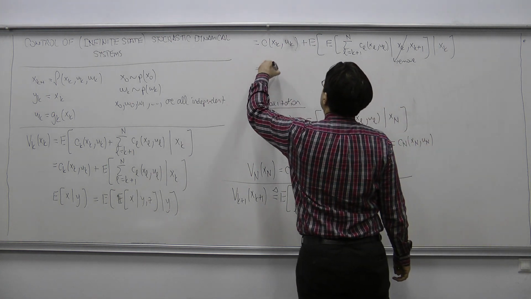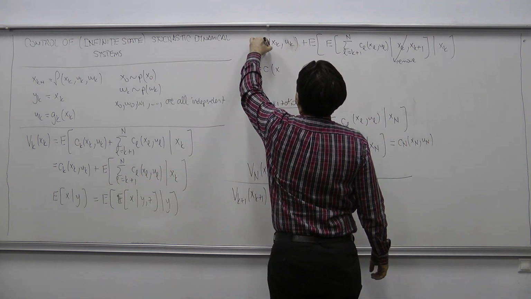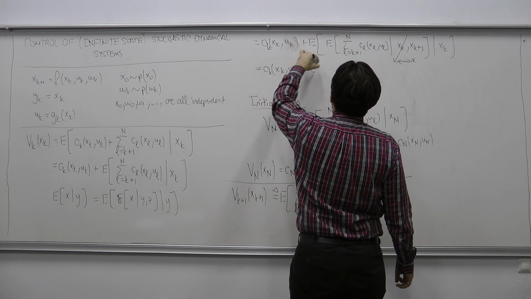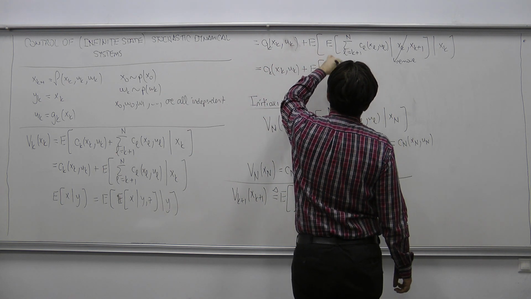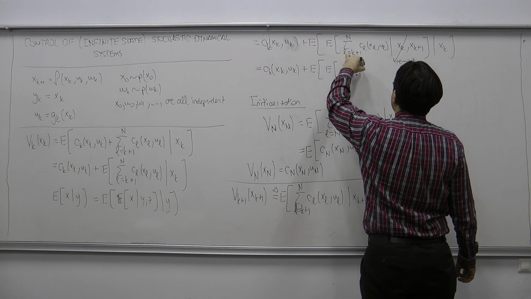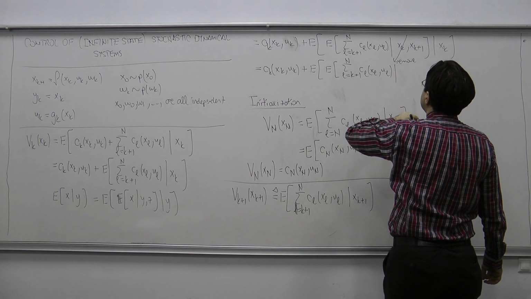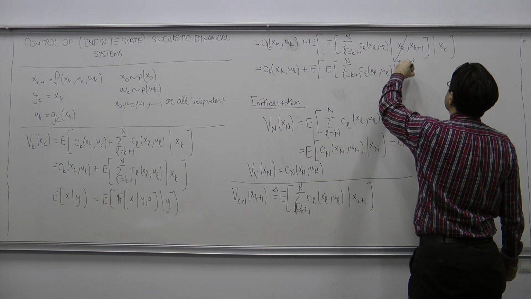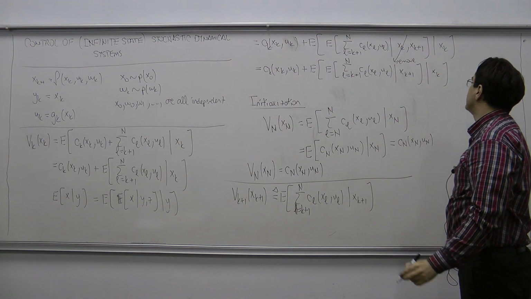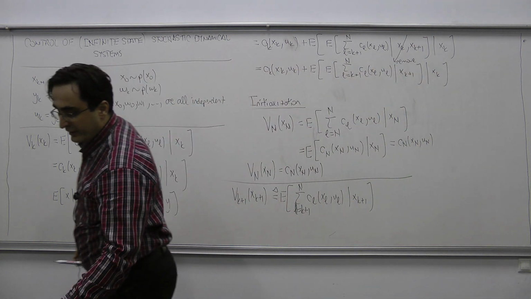And I have ck, xk, uk plus expected value. I have the inner expectation now, L equals k plus 1 to n, cl, xl, ul. In the given condition, I have only xk plus 1. And I have the given condition of xk in the other, outer expectation.